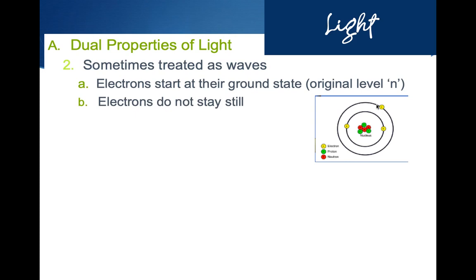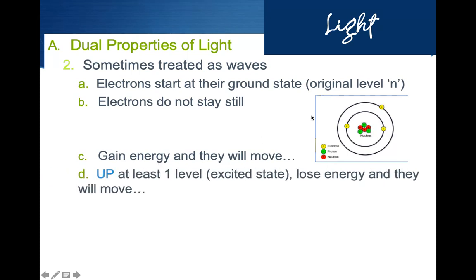However, we've talked about how electrons are moving all over the place. They're flying all over. They don't stay still. More specifically, they can go between energy levels. So if they gain or absorb a whole bunch of different energy, they're going to move up, and they're going to go to what's referred to as an excited state. If they move up at least one energy level because they gained energy, that will be an excited state.